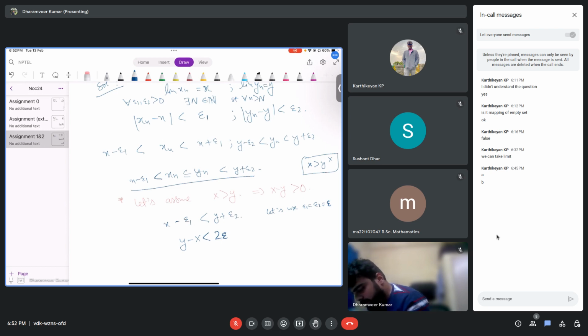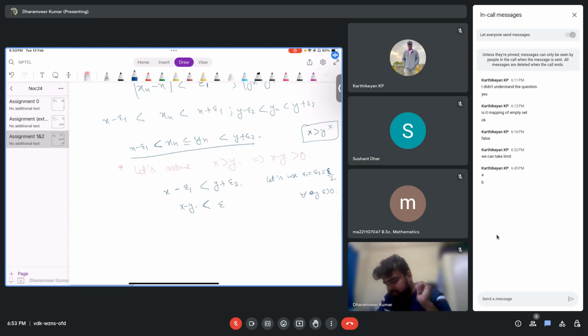Right, and then this is something like this, epsilon by 2. So this will be nothing but epsilon for any epsilon greater than 0. What can you say from here?